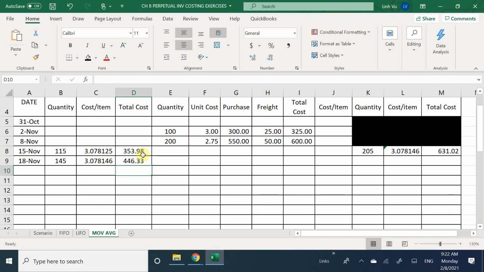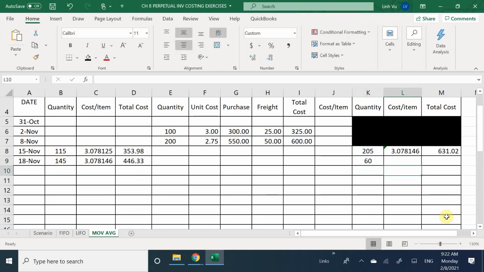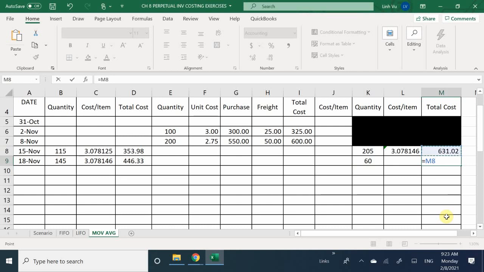So that means we should end up with a 7 on the other side. I mean, sorry, wait, 2 minus 3. So we should get a 9 on that side. All right, so let's go ahead and do our calculations. So if we started out with 205 and we sold 145, how much total quantity should I have left? 60. 60, good. Same thing here. If I have 631.02 and I subtracted out the 446.33, how much should I have left?